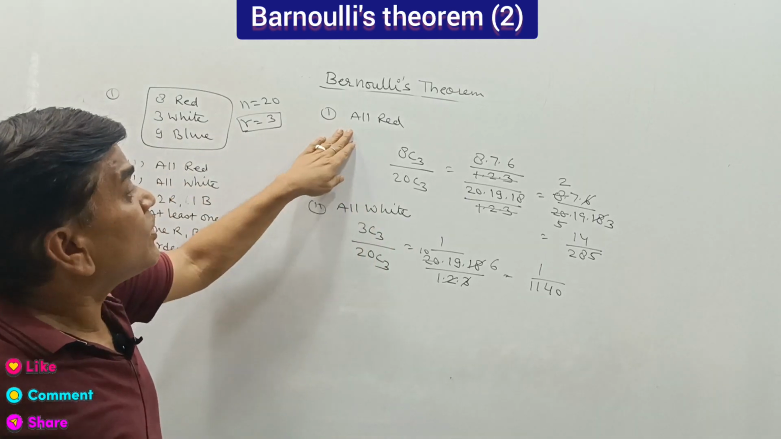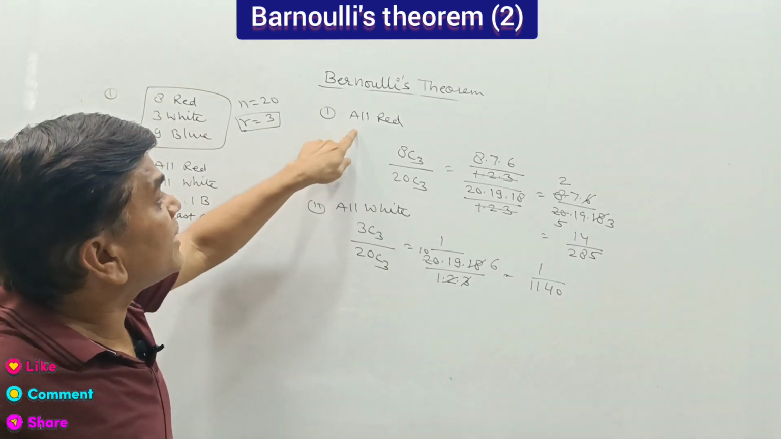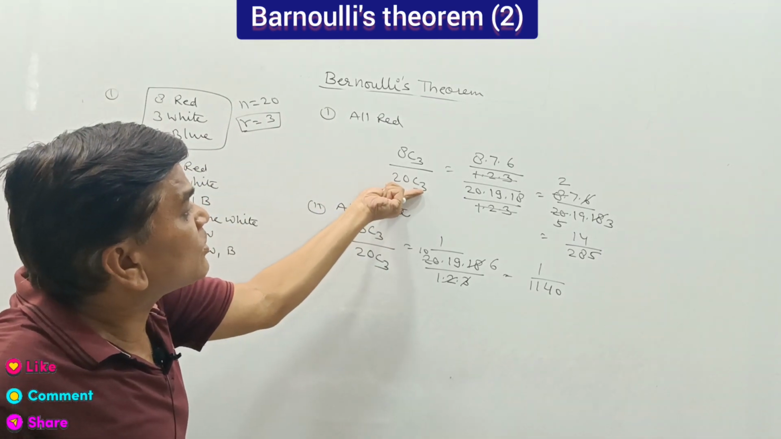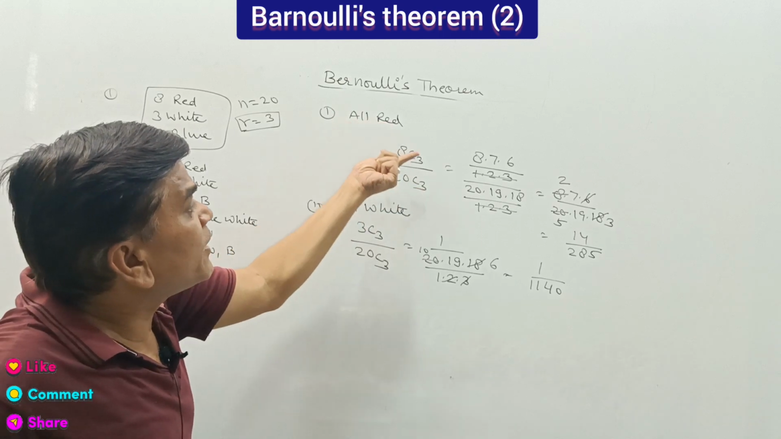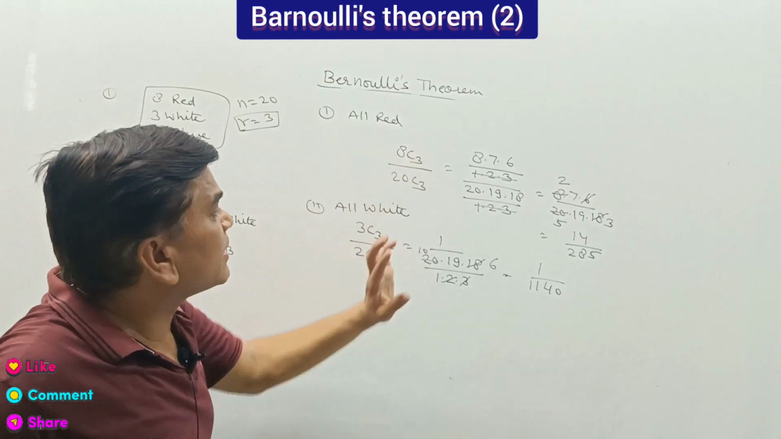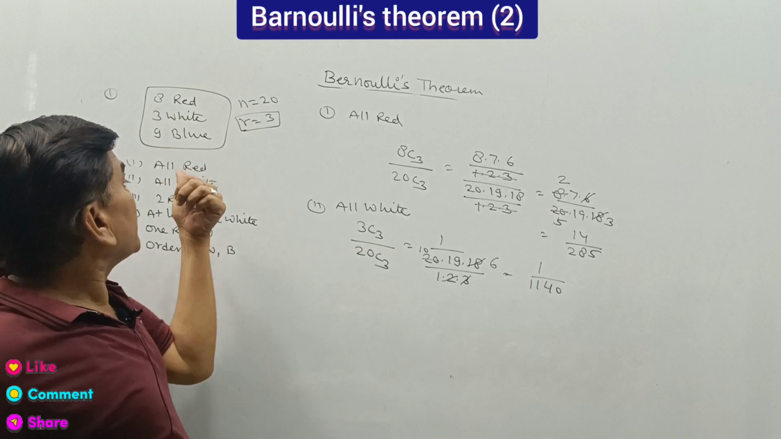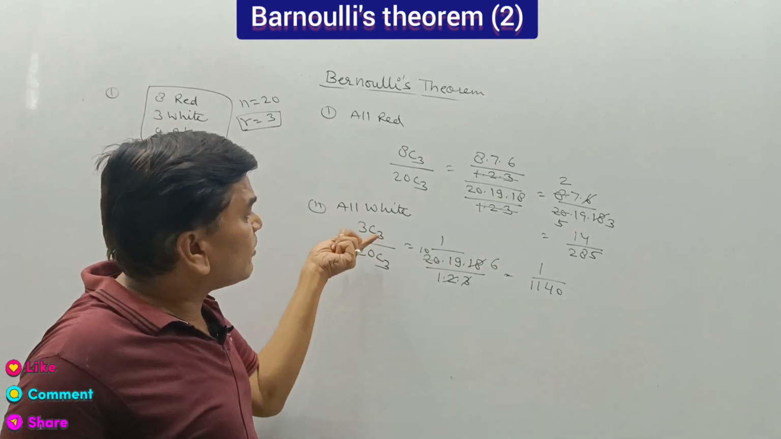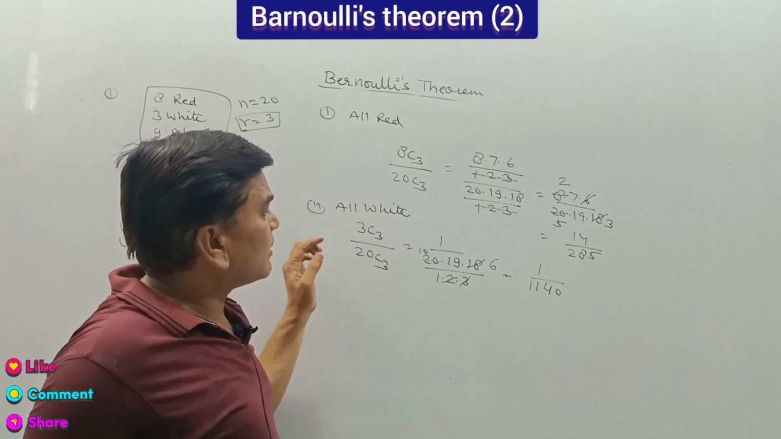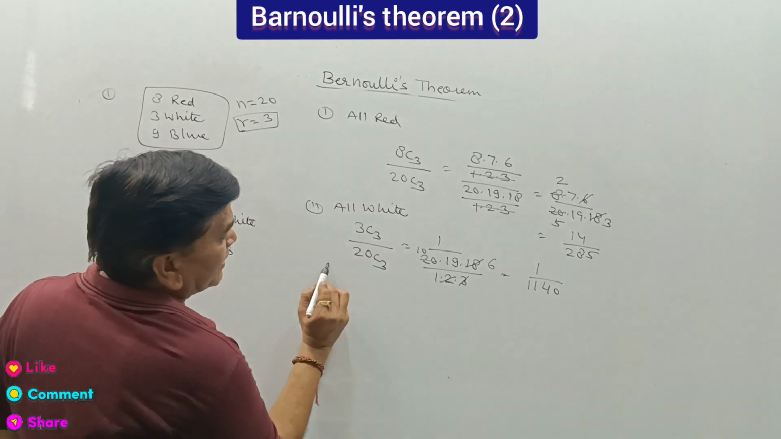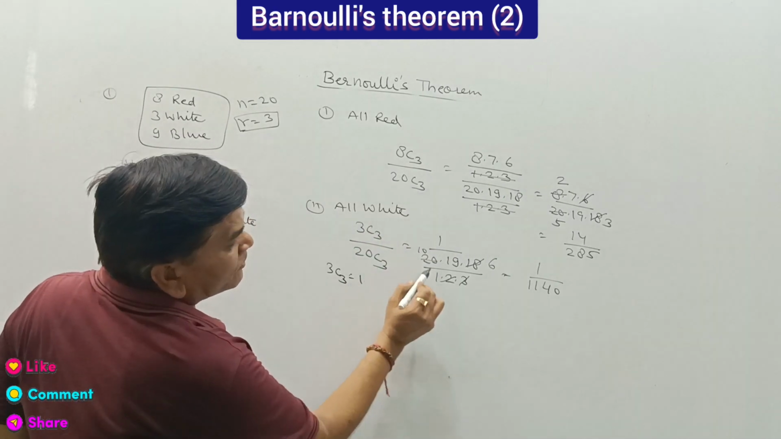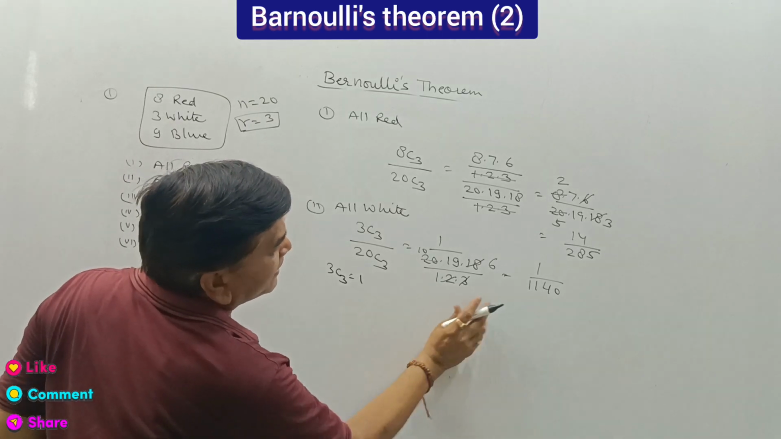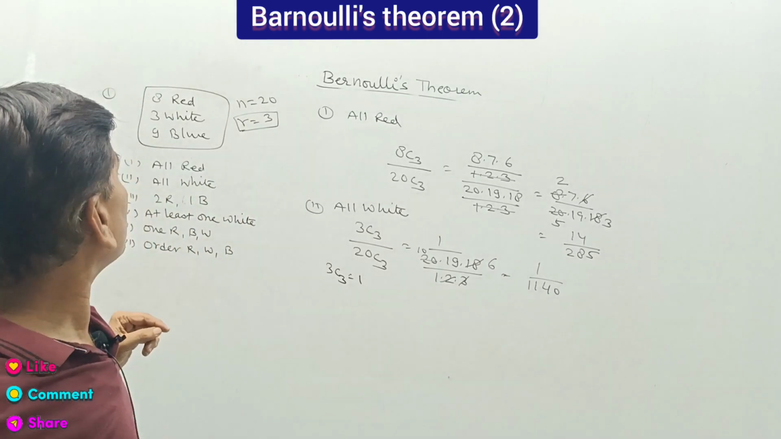The very first, all red required. So 20C3 is the total and the number of favorable events is 8C3. Now the second question, all white is required, so 20C3 total and all white is 3C3. The value of 3C3 is 1. So 1 divided by 20C3. So we have done 2 questions.